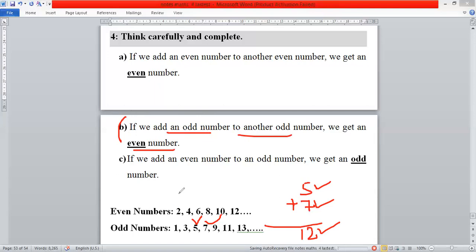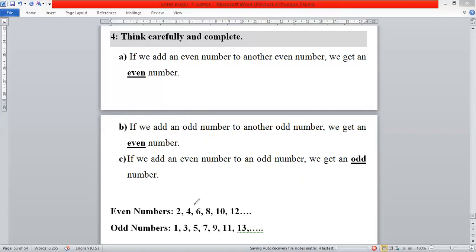And if we add one odd with one even, we get an odd number. Suppose I am taking one even number, it is 6, and one odd number, any odd number, that is, I am taking 5. So 6 plus 5, that is 11. One even, E stands for even, plus odd, that is equal to odd.